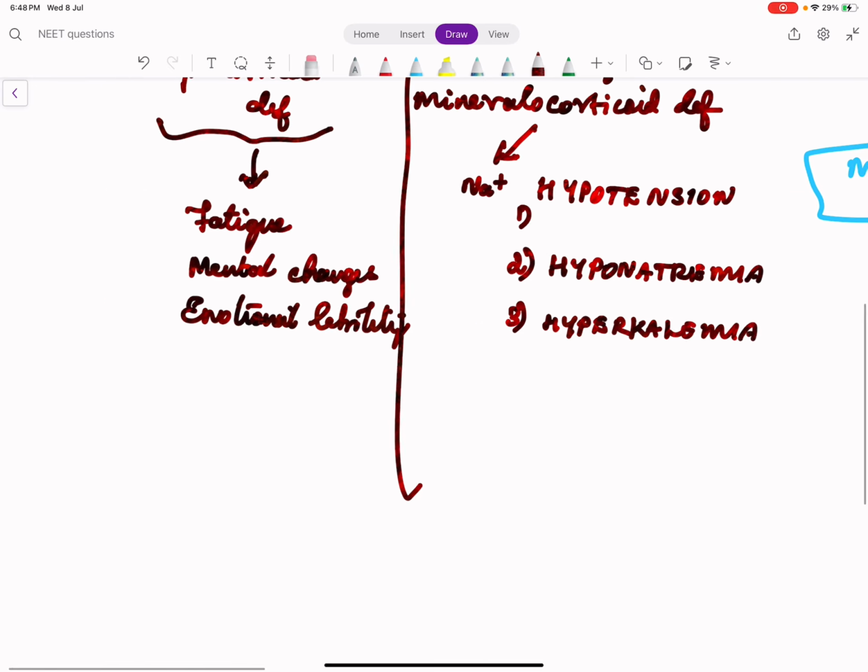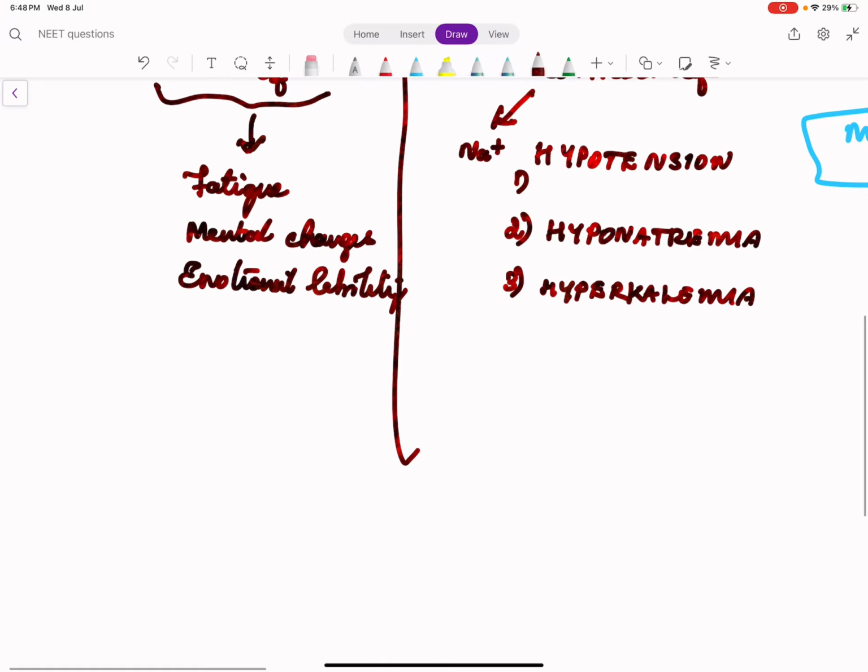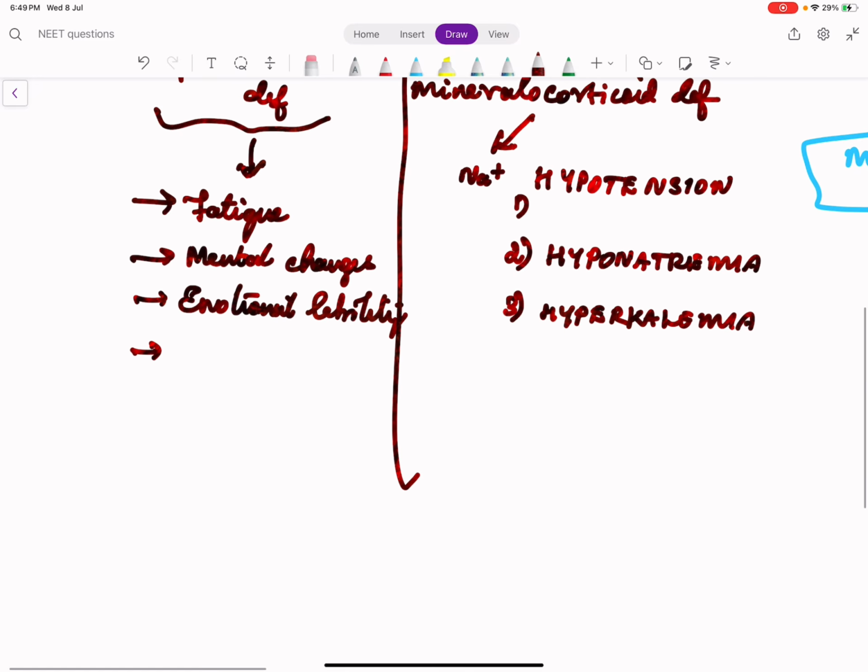And another important function of cortisol, like in last question we discussed the function of growth hormone, the counter-regulatory hormones. There are 5 counter-regulatory hormones. One among them is cortisol, which is to increase glucose. So when there is glucocorticoid deficiency, there will be hypoglycemia.